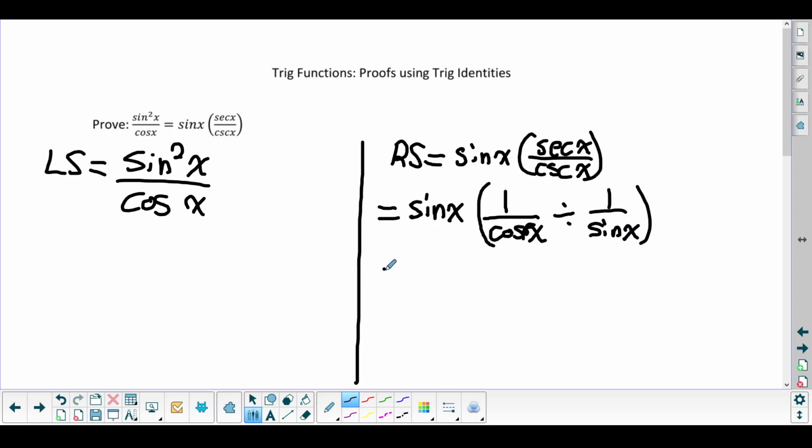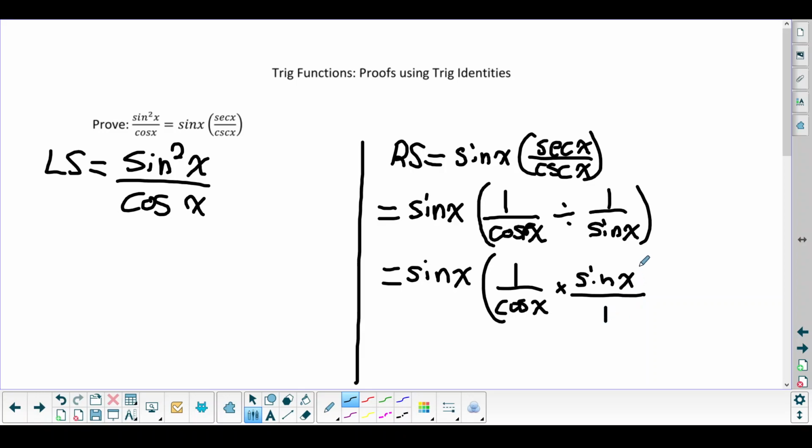All right. And we have a division of fractions, so we'll flip the second one and multiply. So let's see that. So we have sine x times 1 over cos x. We don't flip the first fraction, we flip the second, times sine x over 1. Okay, so here we have a whole bunch of things multiplying, and we have a sine x times 1. Right, we can think of this as sine x over 1 as well. So we have sine x times 1 times sine x.